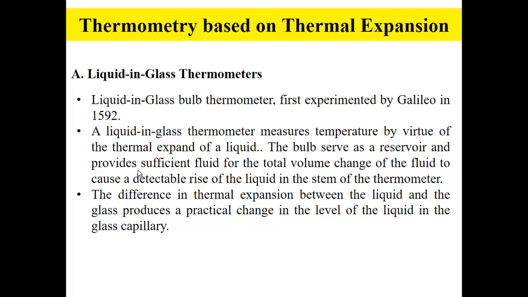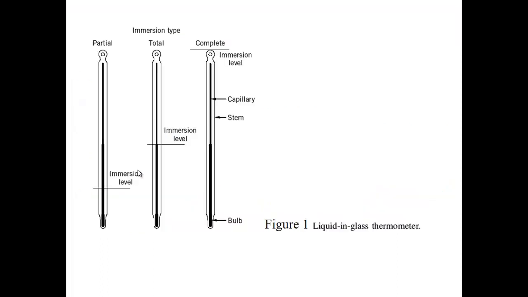Liquid in glass thermometer measures temperature by virtue of the thermal expansion of the liquid. The bulb serves as a reservoir and provides sufficient fluid for the total volume change of the fluid to cause a detectable rise of the liquid in the stem of the thermometer. Right? This is just a very straightforward one, and it's really easy to understand. And then the difference in the thermal expansion between the liquid and the glass produces a practical change in the level of the liquid in the glass capillary. Okay, these are example pictures of the liquid in glass thermometer.